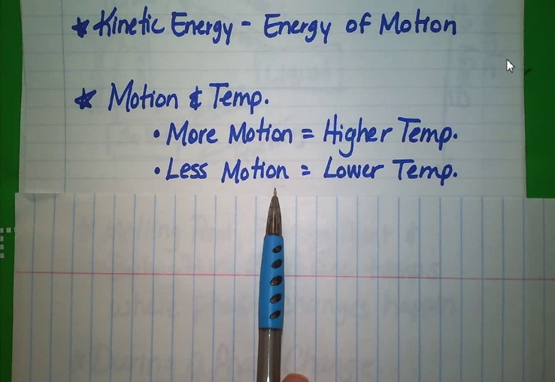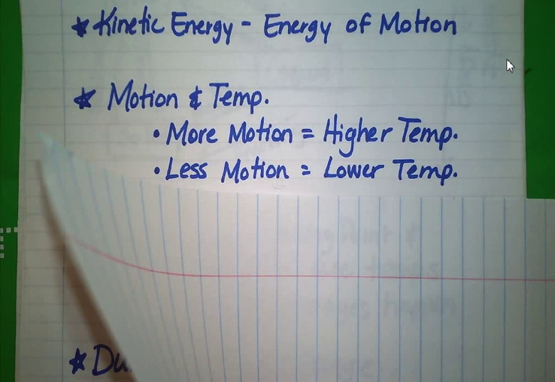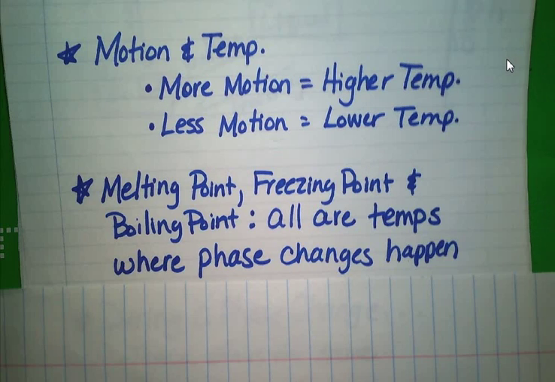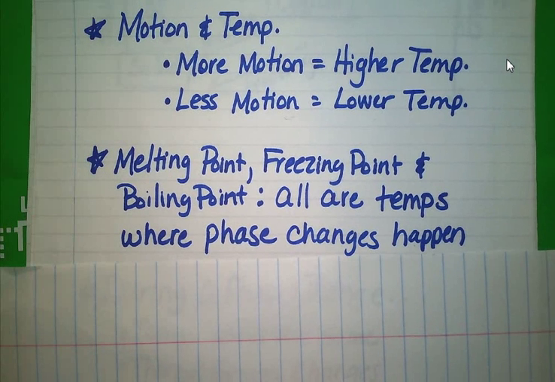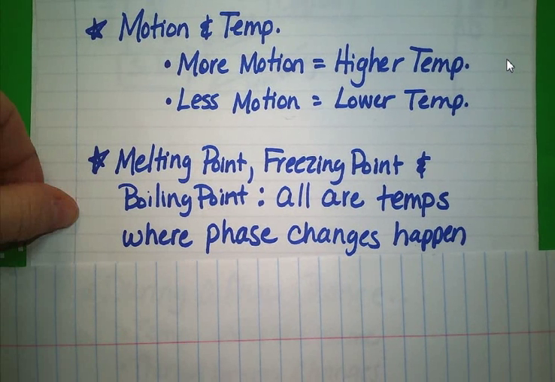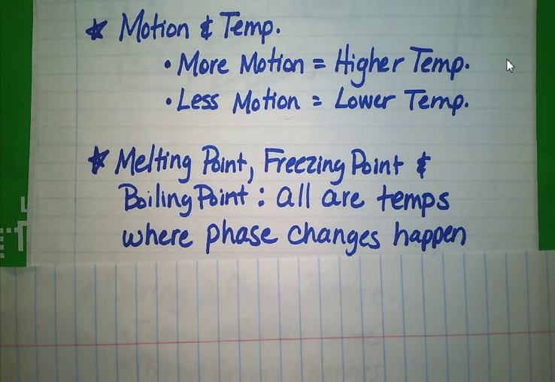All of this comes from what we just read. And then they also talked about the melting point, freezing point, and boiling point. And those are all temperatures where phase changes happen. Those are specific points, and those things are actually physical properties of that matter. So if I say water, water has a specific boiling point. That specific boiling point in Celsius is 100 degrees Celsius.